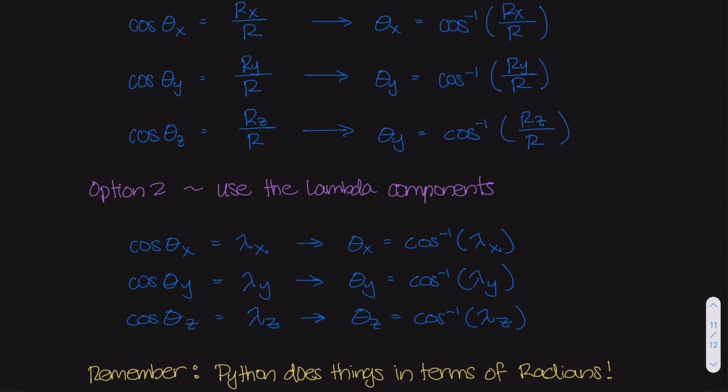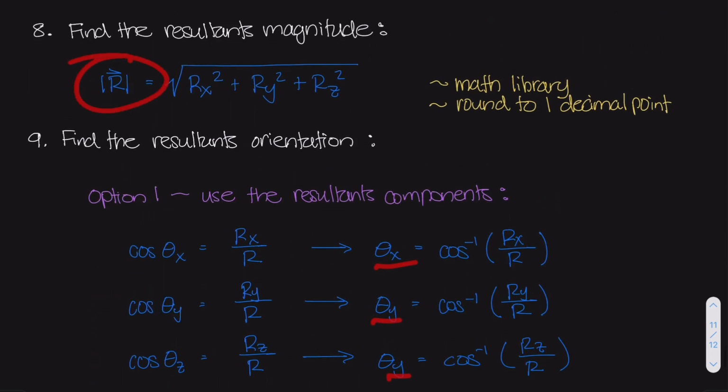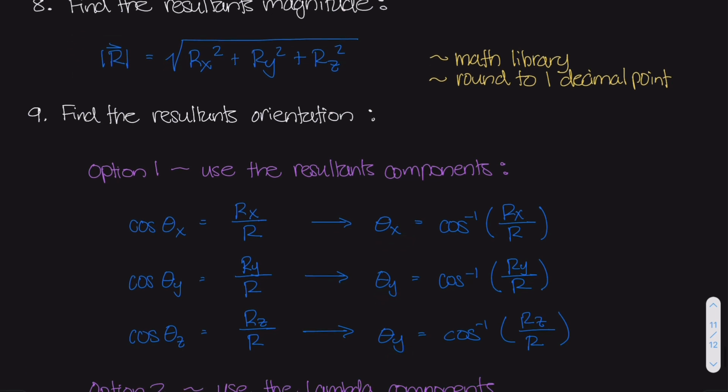And you know what? That's pretty much it. Once we have theta x, theta y, and theta z, as well as the magnitude of r, that solves the problem. And what we'll do in code is we'll just print that information to the console and be good to go. So now that we understand the algorithm, let's jump into Python and start writing out our script in the next part. So see you guys then.